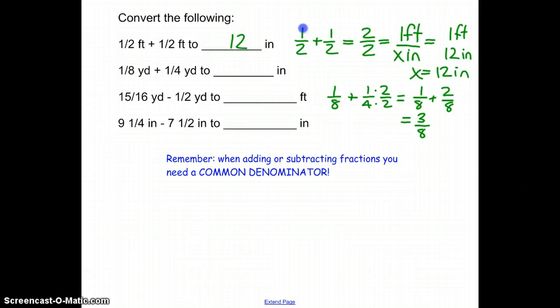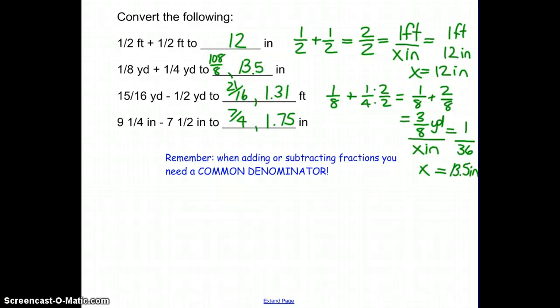Now we want to figure out how many inches that is. So that's 3/8 yards. We want to figure out x inches. So again, we set that equal to, there's 36 inches in 1 yard. Cross multiply and get x equals 13.5 inches. All right, go ahead and try the rest on your own.